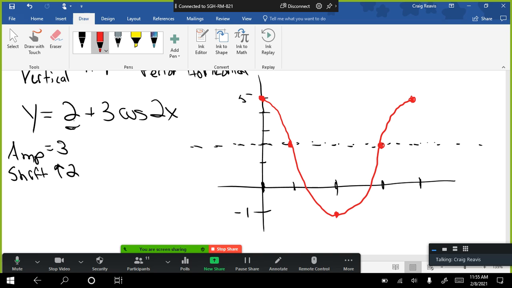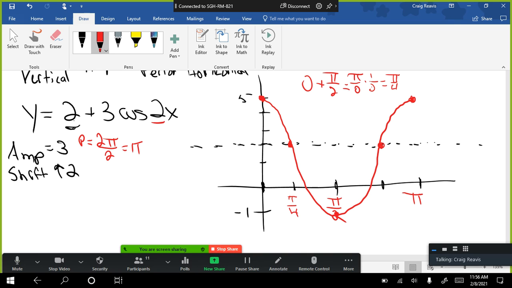All right, what's the period? The period is 2 pi over b, which is this one right there, 2. The period is pi. So this is completing a cycle in pi. Halfway between that is pi over 2, right? Half of pi is pi over 2. Halfway between 0 and pi over 2: 0 plus pi over 2 is pi over 2. Divide that in half to find the average, or multiply by 1/2, and I get pi over 4. So this is pi over 4, right?